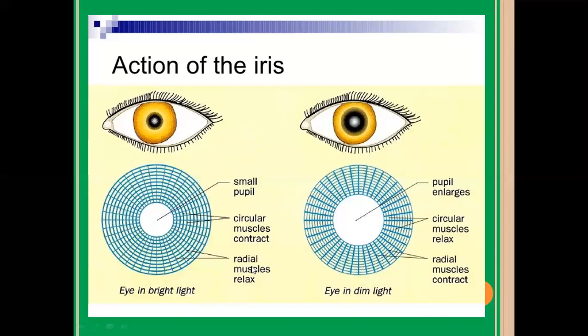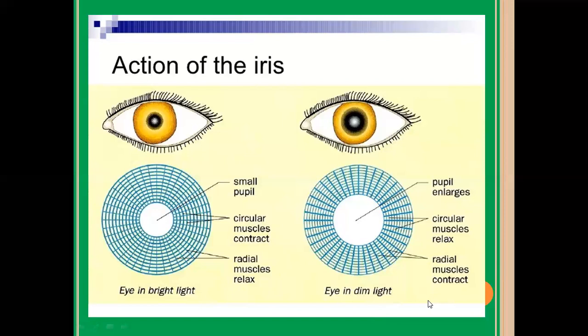This is about bright light and dim light, about when circular muscles relax and contract, and when radial muscles contract and relax. Keep in mind there are only two things. When the pupil constricts, circular muscles contract and radial muscles relax, and this happens in bright light. Now what happens in dim light? In dim light, the pupil increases in size, or you can say the pupil dilates. When the pupil dilates, circular muscles relax and radial muscles contract.